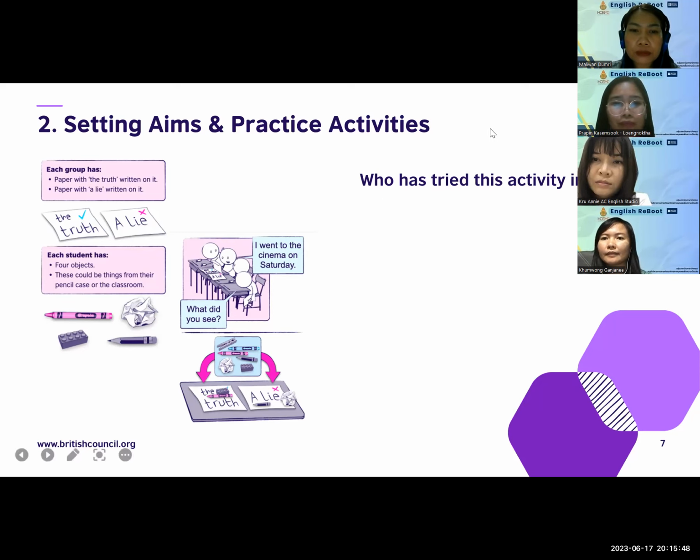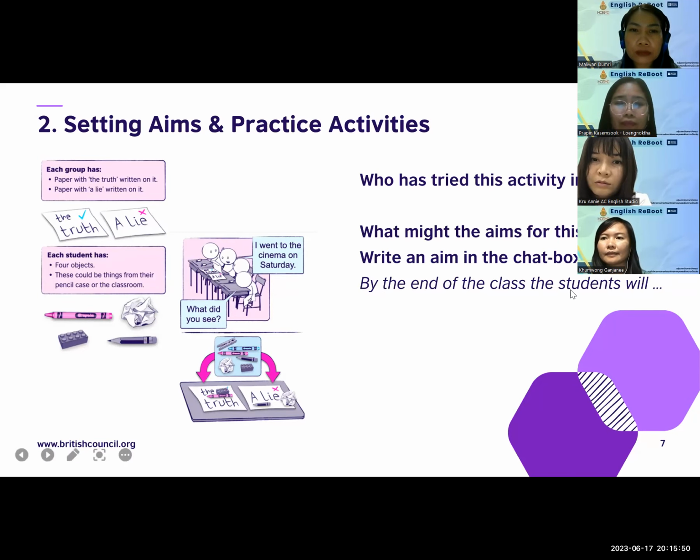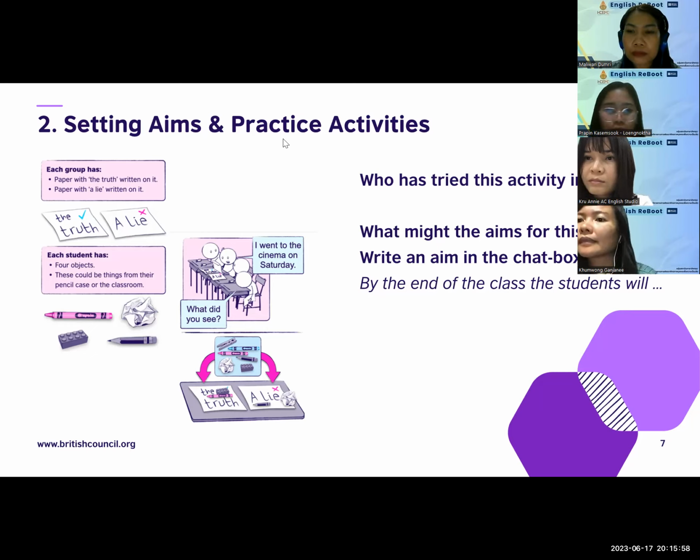Right. So now, can I ask everyone to write the aim of this class activity in the chat box, please?